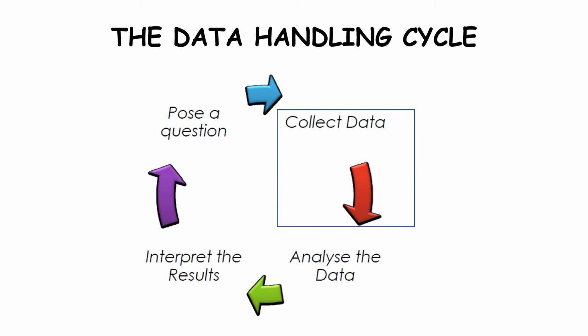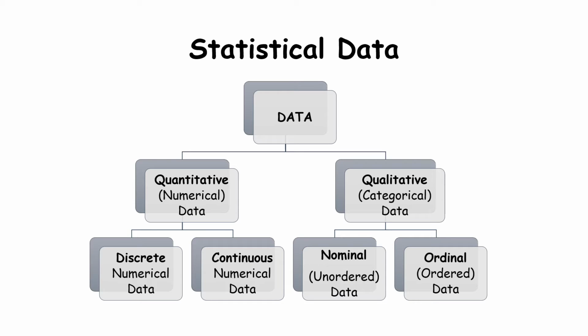Let's move on to collecting data. So here is a summary of statistical data. Data is simply information, and it can be split into two main types, and that is numerical data and categorical data. Numerical is also known as quantitative, so think of quantity, number. Qualitative is another way to say categorical data. We have number data, which is numerical, numbers, and categorical, which is non-numbers or words.